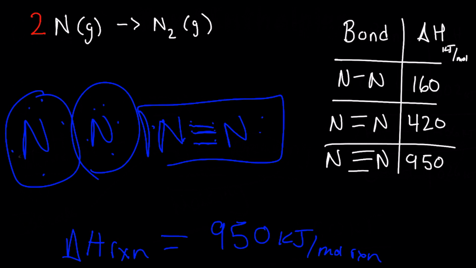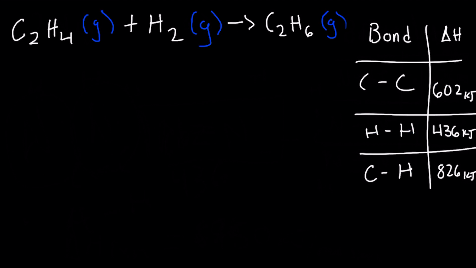And because when we form new bonds, energy is released, it's going to be an exothermic process, so delta H will be negative 950. All right, this next question is going to be a little bit more difficult because we're actually going to be breaking and making bonds here. It should be just as doable.